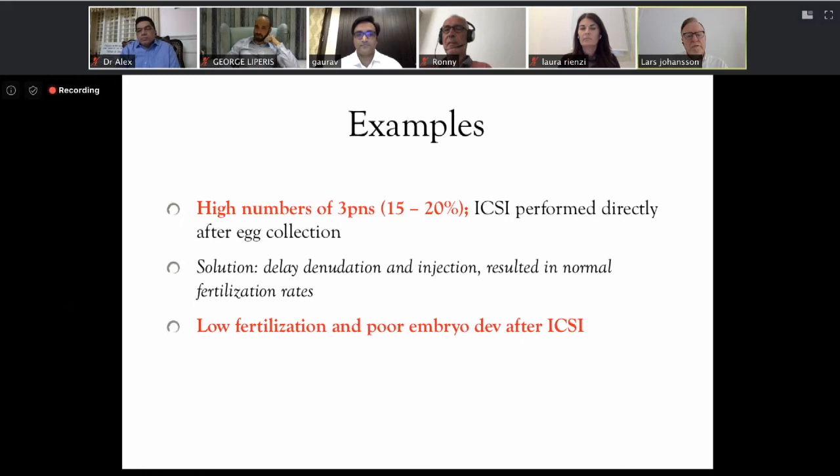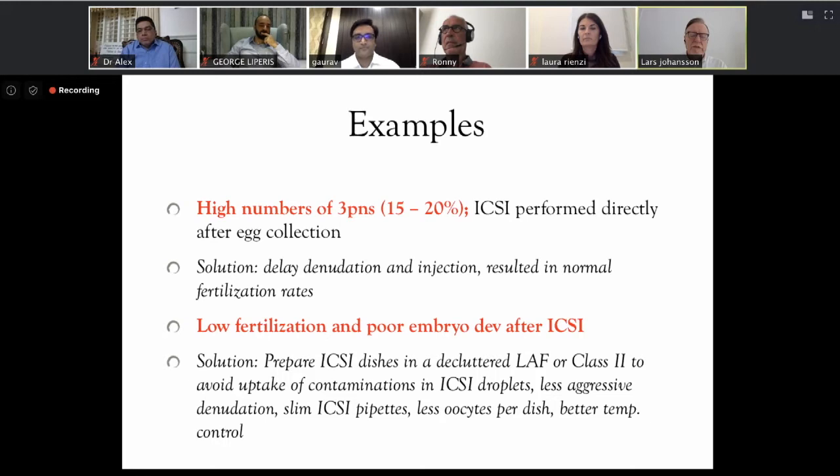Yeah, low fertilization and poor embryo development after ICSI, that is also quite normal actually. When they make the dishes, in small volumes, they have very, very cluttered laminar flow benches, whether it's a class 2 or a normal one. And you actually get both, that if you do too many dishes but at the same time clutter the flow bench, it doesn't work. It actually pulls in a lot of dirt. And then the type of pipettes, slim ICSI pipettes, less oversides and better temperature control.